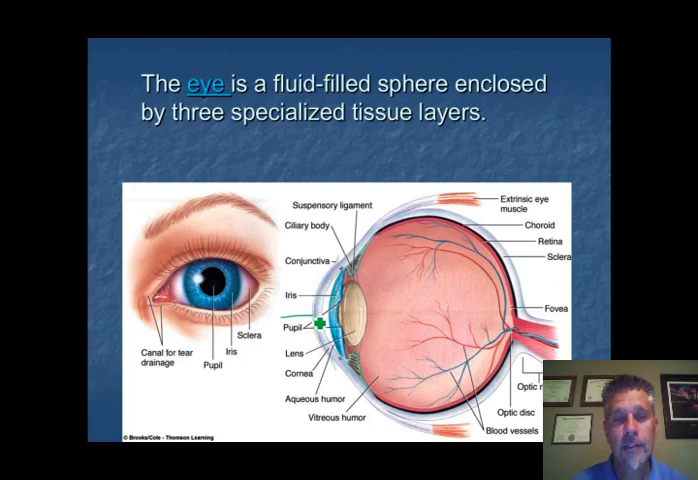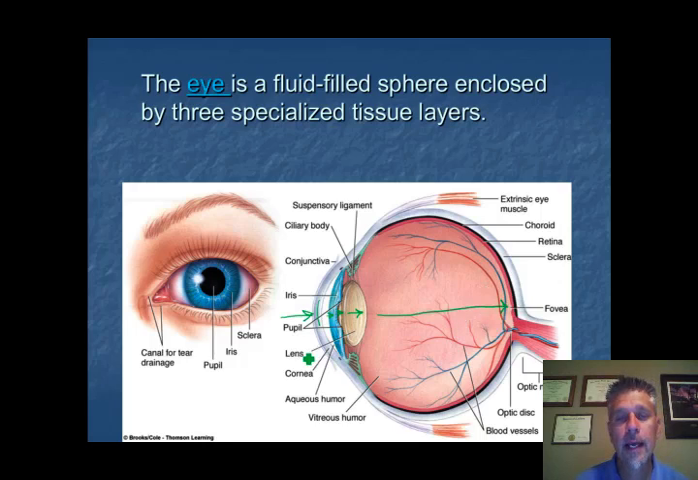Ultimately, what we have is light coming in through here, right? It's going to first impact the cornea. It's going to pass through the anterior cavity. It's going to pass through the pupil. It's going to go through the lens, and it's going to project back to the retina.